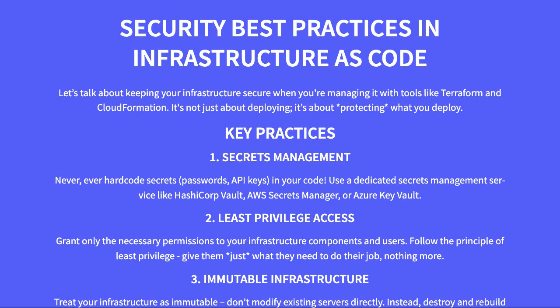Then, embrace immutable infrastructure. Don't modify existing servers, rebuild them instead. Regular code reviews, coupled with static analysis tools to catch potential vulnerabilities early, are crucial. And finally, always use version control for your IaC files. It's a continuous effort, so keep an eye on security best practices and update them as needed.